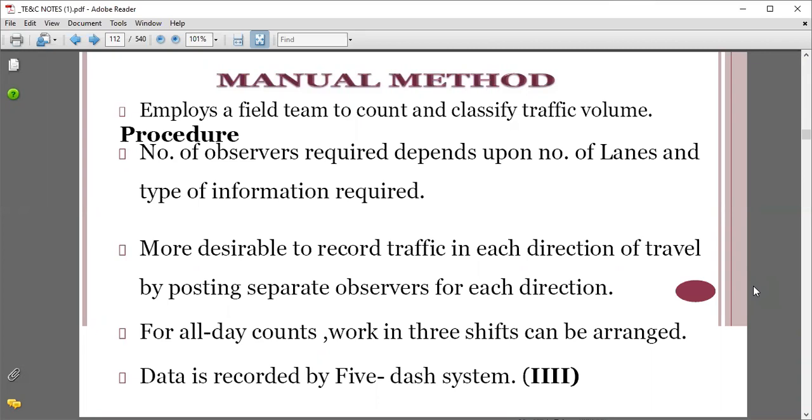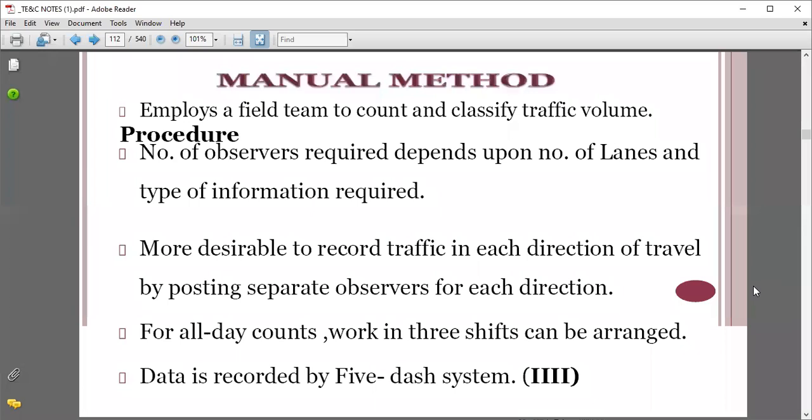The first one is that the number of observers required depends upon the number of lanes and the type of information required. There are the number of observers, 1, 2, 3, 4 observers. It means how many lanes are there, lane 1, 2, 3, 4. So that many persons are required to count the vehicles moving on the road. For that purpose we require the information.